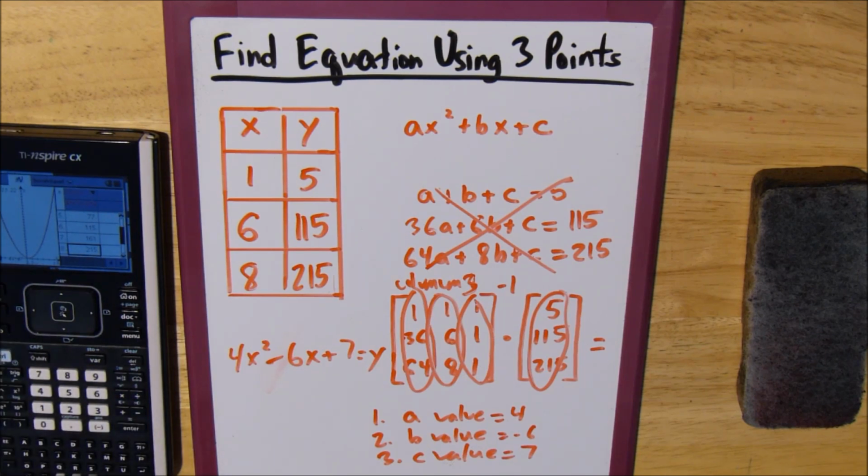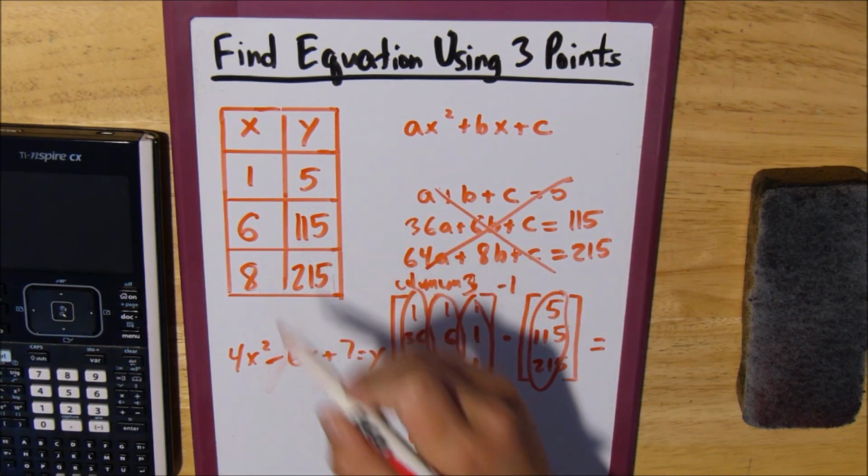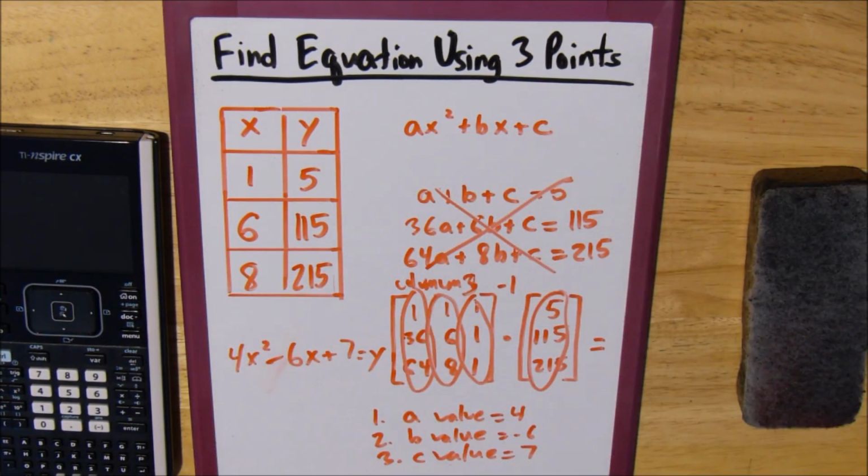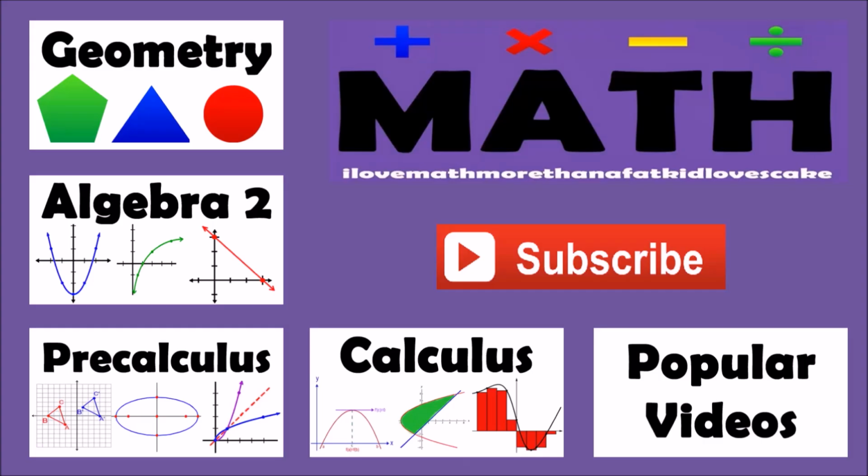That's basically how you do it. It's really useful because quadratics aren't linear. They're not in a straight line. They have a U shape. But matrices are a really cool way to figure out the quadratic equation.